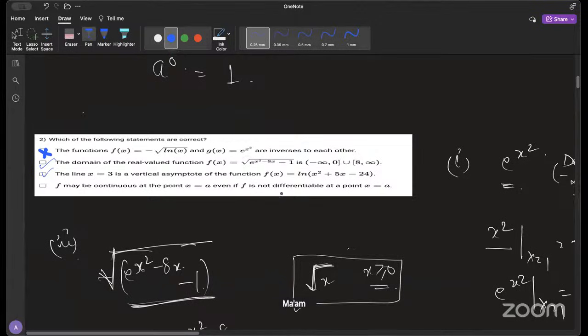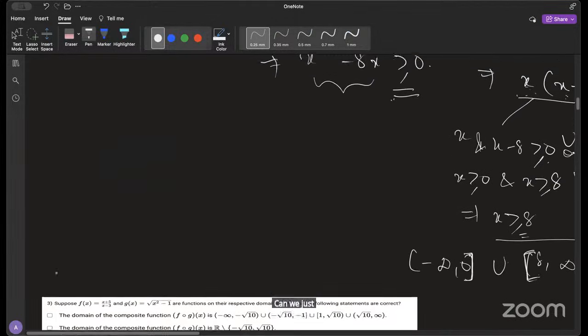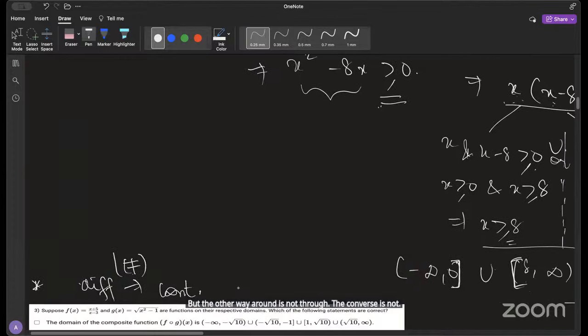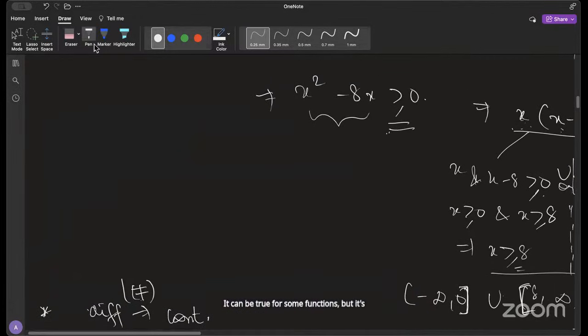It is very simple. We've discussed this point a lot of times. For a function to be differentiable, it has to be continuous, right? And this option says that f may be continuous at a point even if f is not differentiable there. So this should be true, right? Let me just write this here, if there is any confusion in this one. If your function is differentiable, that means it has to be continuous. But the other way around is not true. The converse can be true for some functions, but it's not a general rule for all functions.